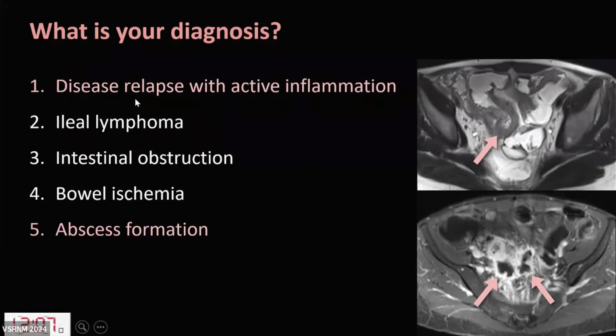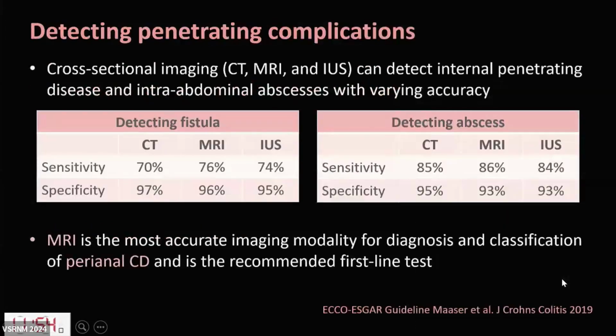Okay, so actually the patient has indeed had a disease relapse with multiple ileal segments of active inflammation. And in addition, he also had an abscess formation. So for detecting the penetrating complications, the cross-sectional imagings are also very helpful. They can help to detect the fistulas and abscess. However, if a perianal abscess or fistula is considered, then MRI is suggested to evaluate the perianal conditions.